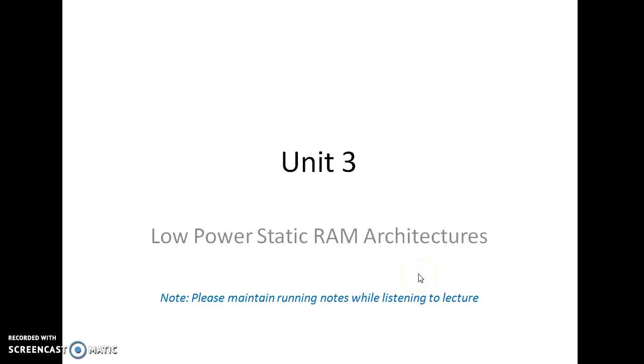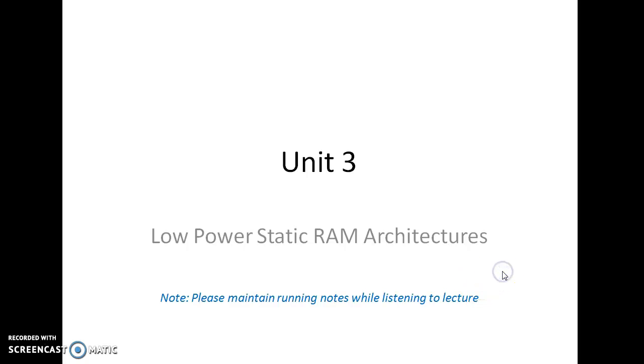Welcome to the lecture on low power static RAM architectures. And the very important thing is please maintain running notes while listening to my lecture, because this lecture has only the schematic diagrams. I would be explaining those schematic diagrams, and some of the points are intentionally missing because you have to maintain running notes.